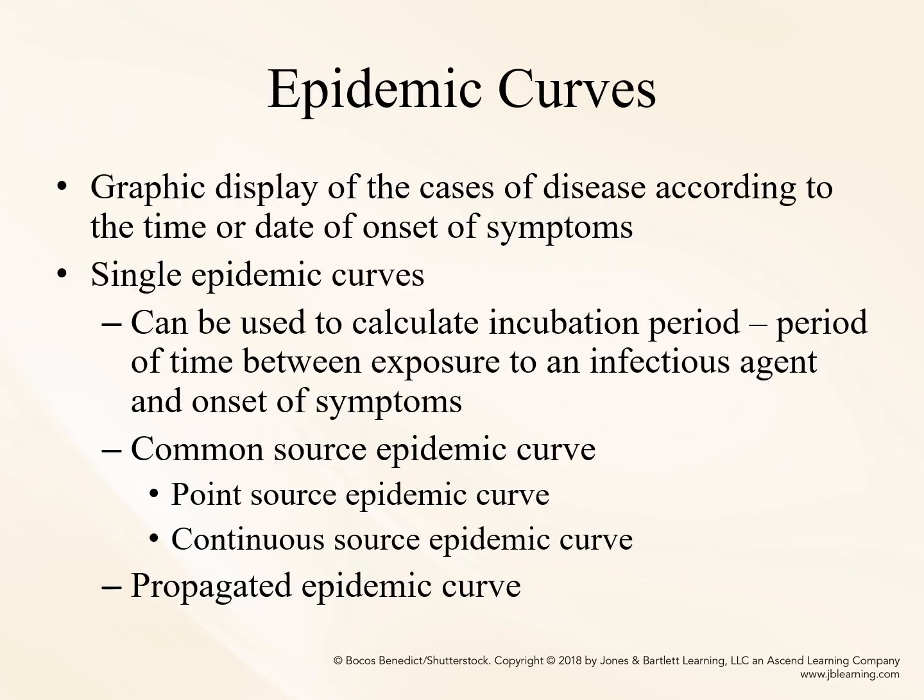So epidemic curves are graphic displays of the cases of disease according to the date or time of onset of symptoms. So we have single epidemic curves, which can be used to calculate the incubation period, the period of time between exposure to the infectious agent and the onset of symptoms. Okay, so how long does it take once I've been exposed to COVID for me to start having symptoms? That's the incubation period. Common source epidemic curves are the point source and the continuous source.